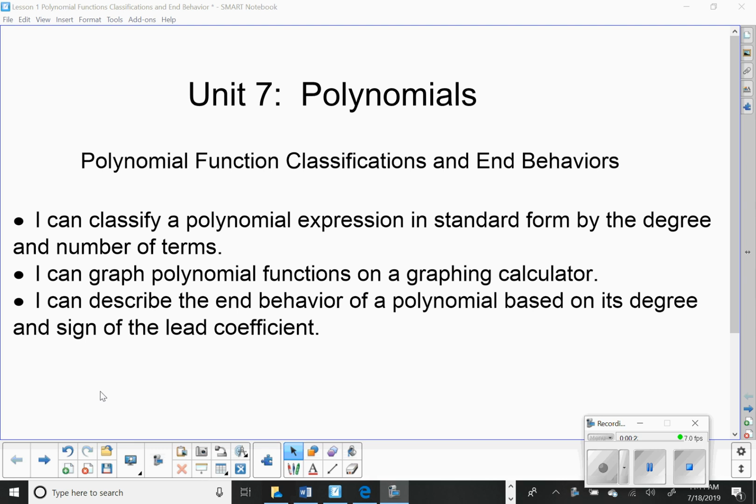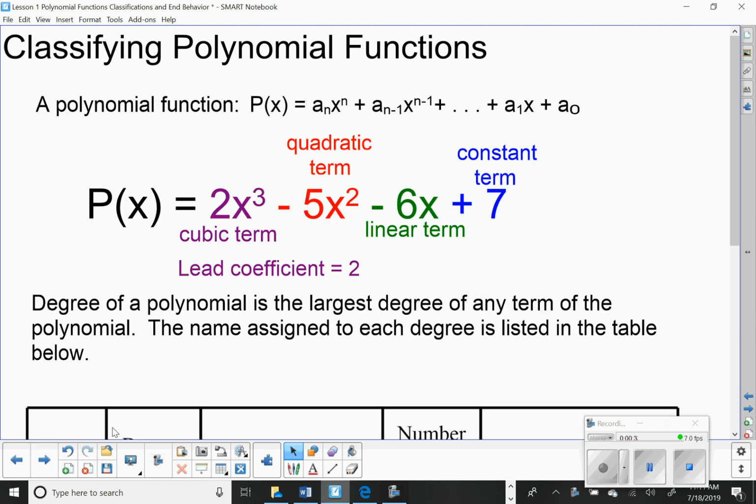Most of this is not calculating things, so it's not difficult that way. It's just knowing vocabulary and reasoning through a few things. So, first up, classifying polynomial functions. A polynomial function, p of x, blah, blah, blah. Yep, it just looks ugly.